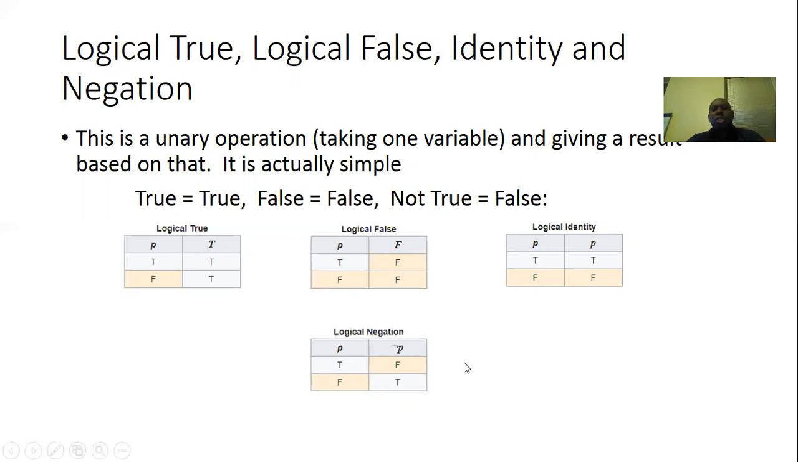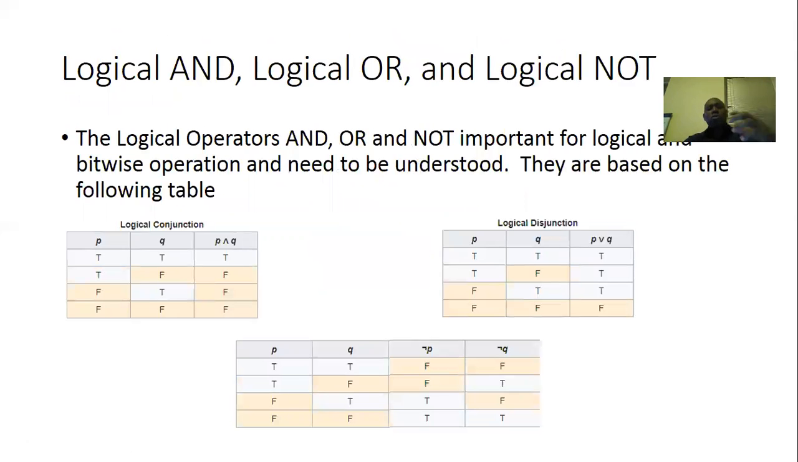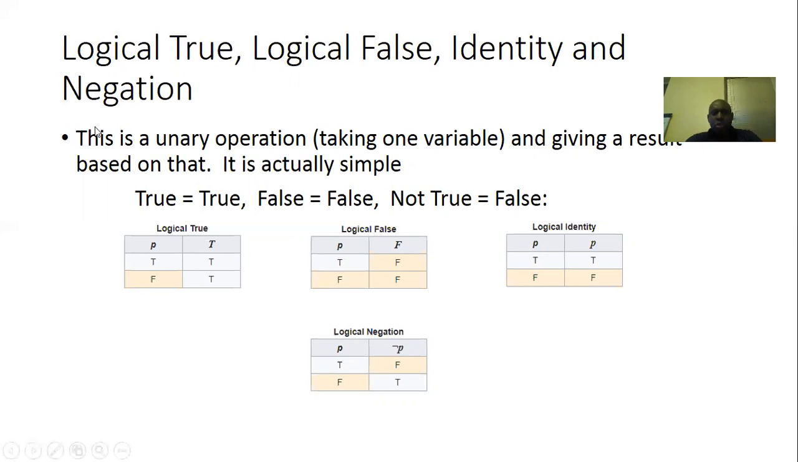The logical negation is one in which whatever the value is, the result is always the opposite. So if the value is true, then the result is false. If the value is false, then the result is true. That is what the logical negation is.